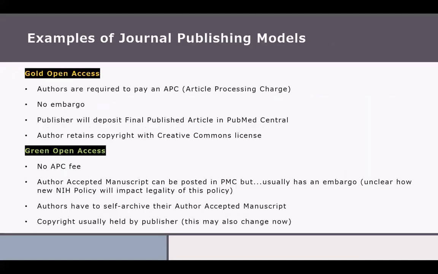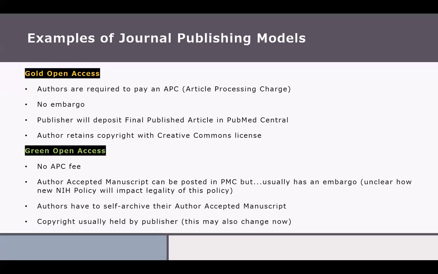All right, so let's review a couple common publishing models to see how the new policy will impact the terms of these agreements. A common one is gold open access. In this, authors are required to pay an article processing charge, or an APC. And in return, the final published article is fully and openly available without any embargo. Many times the publisher will handle posting this final published article in PubMed Central. However, as a note, now that this is a critical step for the authors to maintain their grant funding, it is best to ensure, as the author, that this happens to ensure that you stay compliant.